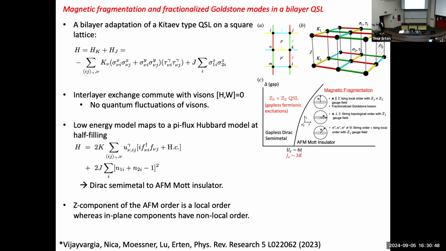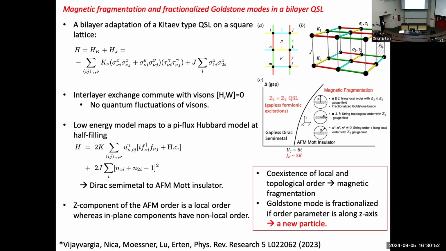And one final thing is, if you look at the low energy excitations of these phases, there's one phase where the order parameter points along the z direction. If you look at its Goldstone mode, we find that it's fractionalized because it's a bound state of 2 Majorana fermions on 2 different layers, and they carry different Z2 gauge charges. As a result, it is a fractionalized version of a well-known particle called the Goldstone boson.